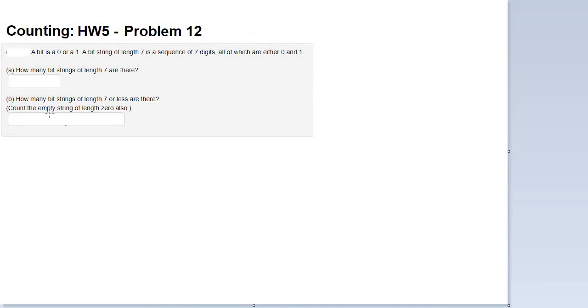Problem number 12. A bit is a 0 or a 1. A bit string of length 7 is a sequence of 7 digits, all of which are either 0 or 1. How many bit strings of length 7 are there?